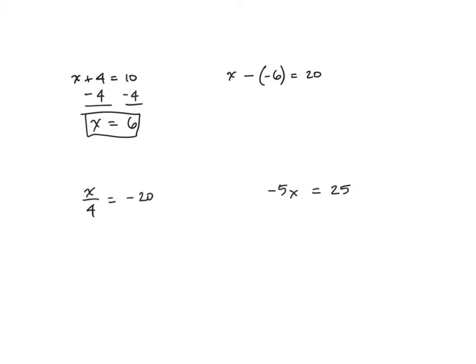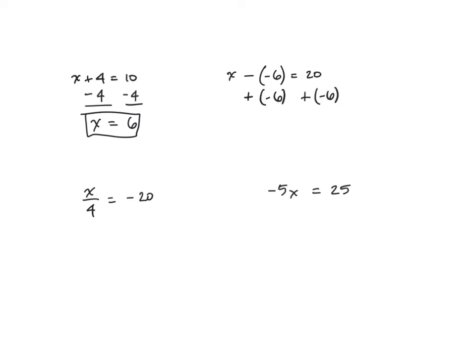So the next one, we could rewrite this one as an addition statement. I wrote this one specifically so that we can see that all I want to do is just undo the operation that's occurring. So here I'm subtracting negative 6. So to undo that, I would just add negative 6 to both sides. Add negative 6. It's easy.